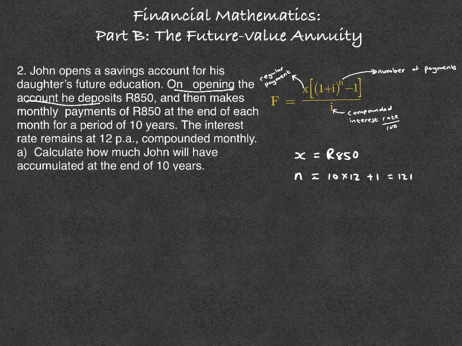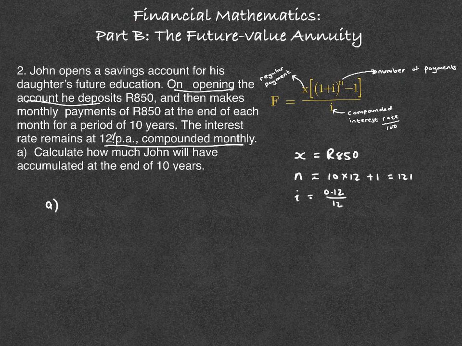And then what is the interest rate? The interest rate is 12% per annum compounded monthly. So i is going to be 12 divided by 100, so 0.12, over 12. There we go. Let's substitute into the formula now.